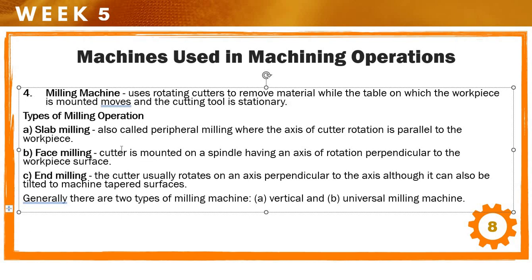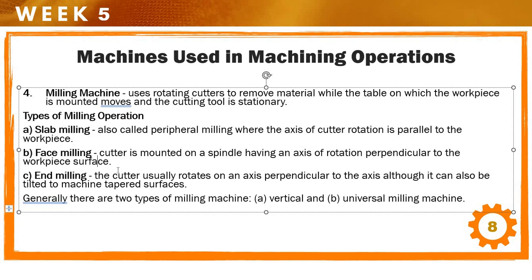It has types. The first type of milling machine is what we call slab milling. It is also called peripheral milling, where the axis of cutter rotation is parallel to the workpiece. The keyword here is parallel to the workpiece, the rotation of the cutter. So it is slab milling.